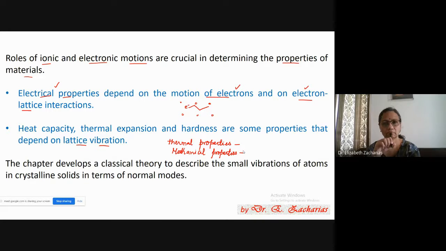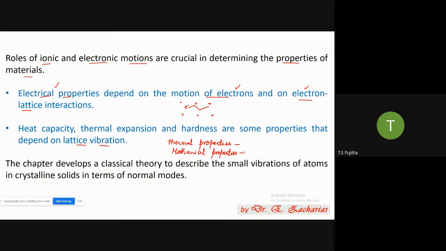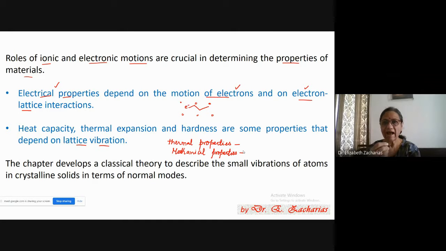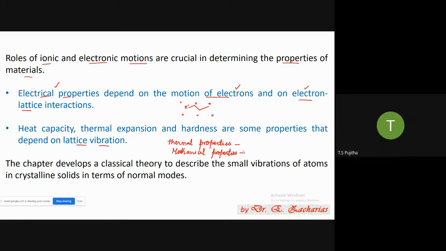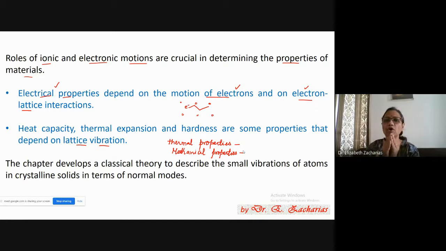Like temperature or like specific heat. Specific heat, how good a conductor it is for heat, or thermal expansion. When I heat some material, it can expand. Yeah, in some cases the expansion is small. So these are all heat capacity, thermal expansion, heat conductivity.